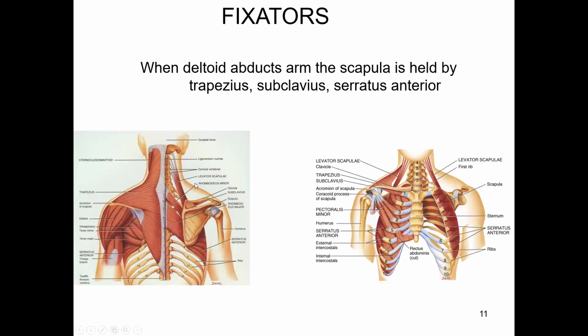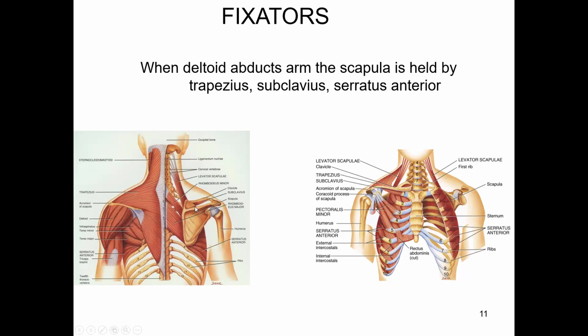In the lab, we'll be talking about several examples of fixators. Whenever an arm movement is created, and here the deltoid muscle will be abducting the arm, that abducting movement would depress the scapula, we would be moving it inferiorly. And to prevent that from happening, and we'll see in the lab in great detail just why, we have to stabilize, fix the scapula in one place.